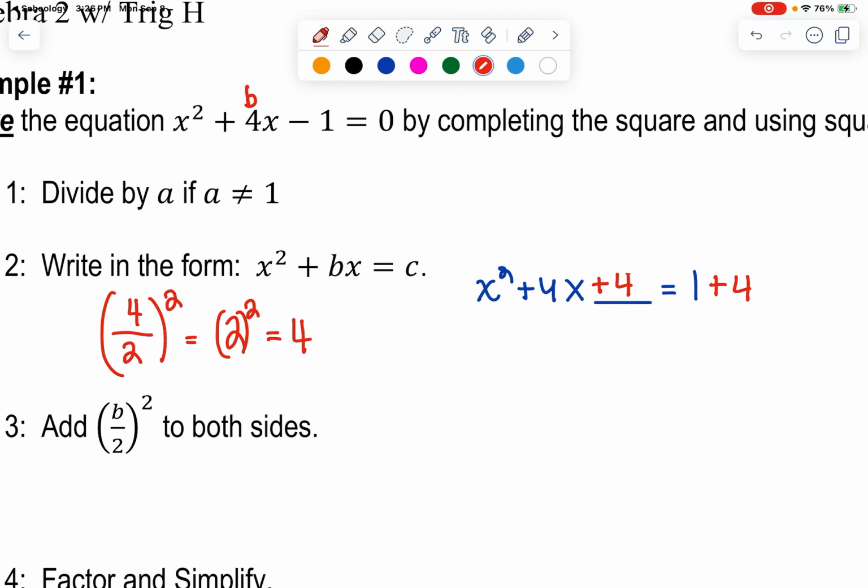Now what you're going to do is you are going to factor the left-hand side, and you are going to simplify the right-hand side. So the left-hand side, this will always be a perfect square trinomial. Sometimes it's easier to factor than others. What do I mean by that is when they're integers and not fractions, it just is easier. But if you look at this, you're looking for two numbers that multiply to give you 4 and add to give you 4, which is 2 and 2.